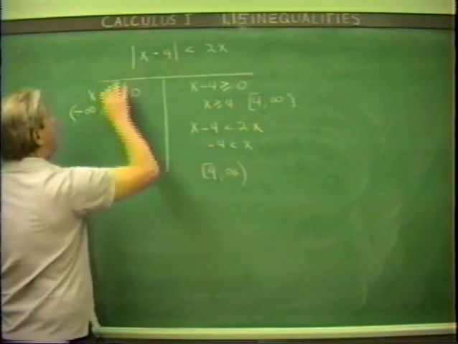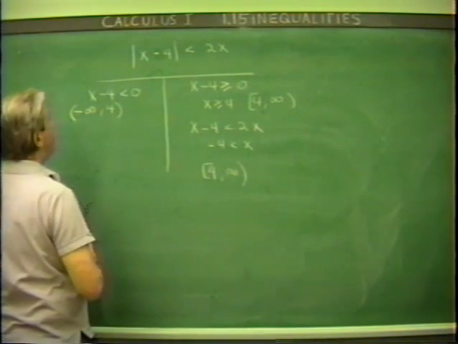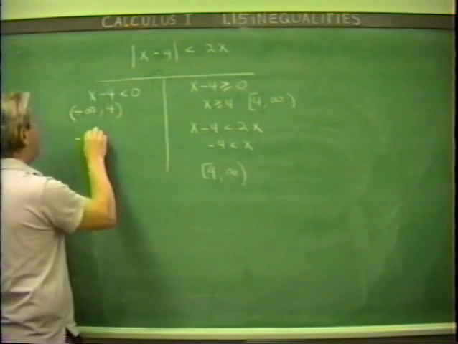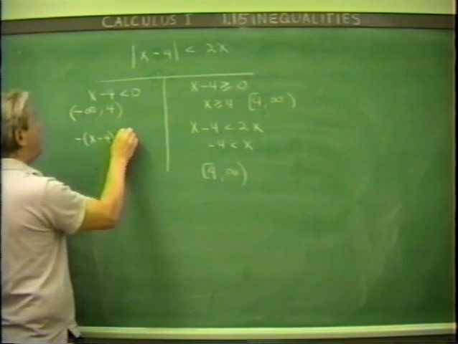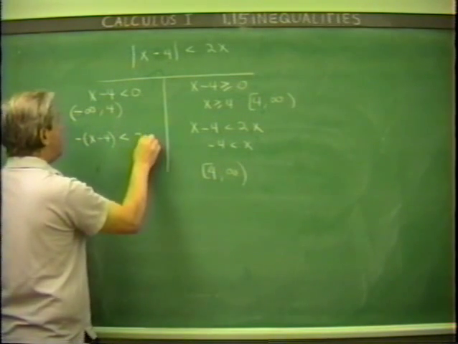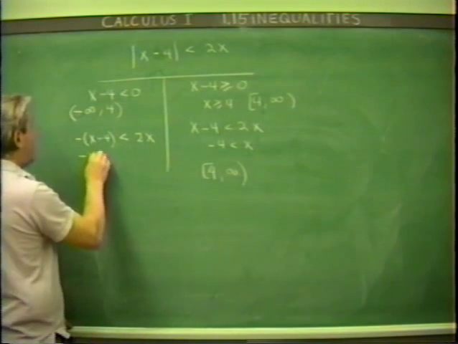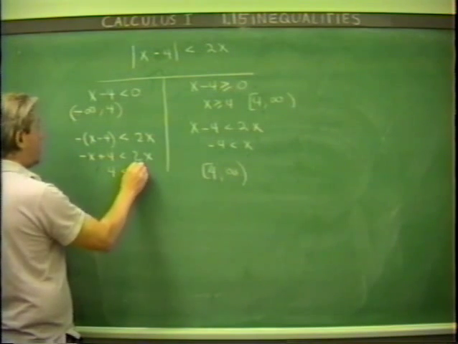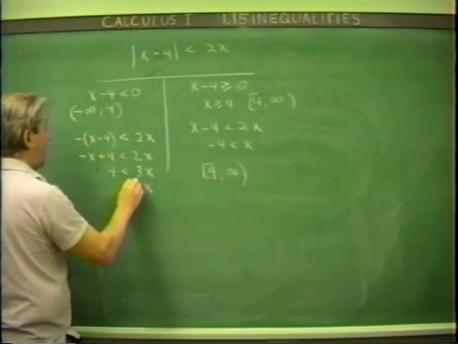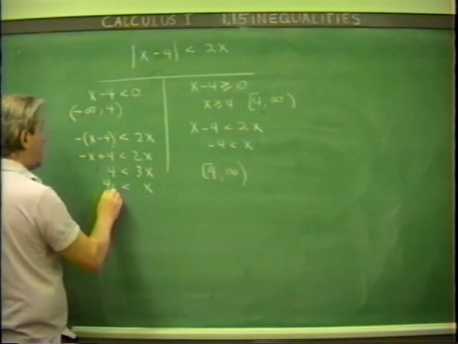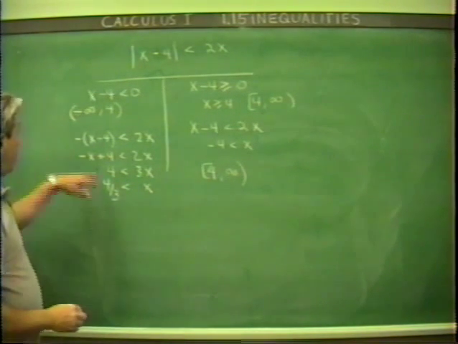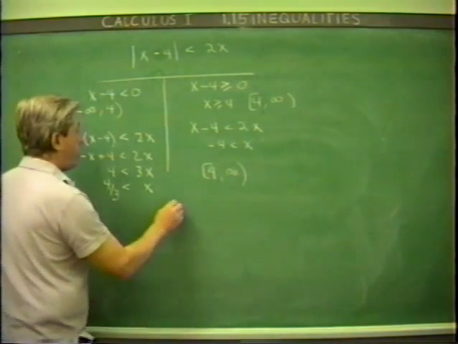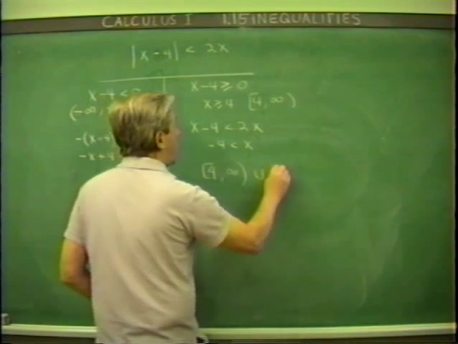Over here, when x minus 4 is less than 0, the absolute value of x minus 4 is its negative. So we can solve this by replacing x minus 4 by its negative and removing the absolute value. We then want to know when is minus x plus 4 less than 2x, or when is 4 less than 3x, so that's to say when x is larger than 4/3.